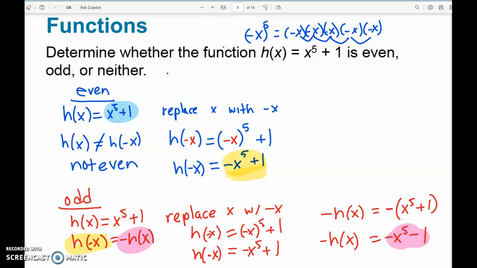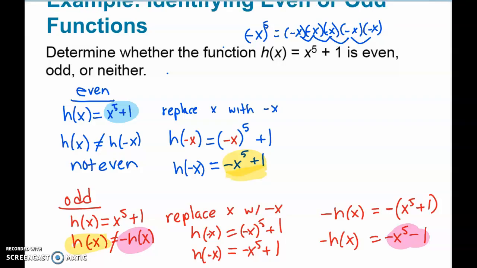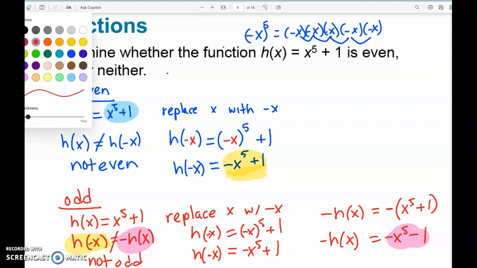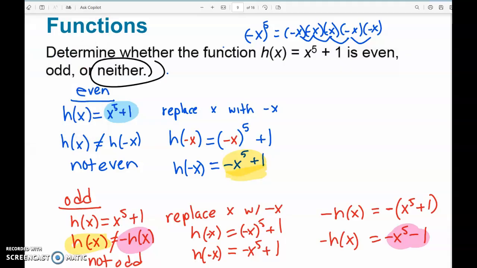And I will also say that these two are not equal. So then it's not odd. So now I've shown it's not even and it's not odd. And if it's not even and it's not odd, then it's neither.